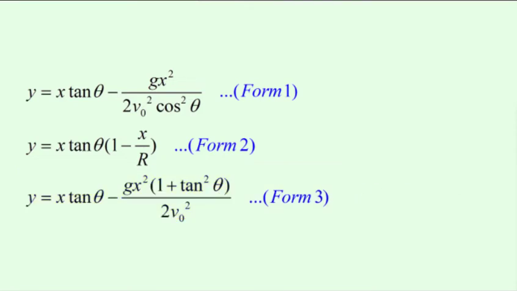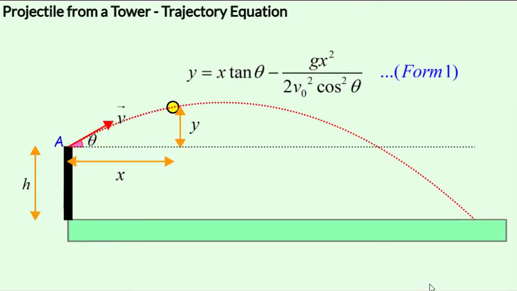Now we would have to check if these are valid for a launch not from the ground but from a tower higher than the ground. Let's begin with the first one. The trajectory equation gives us the height as a function of the x displacement. So y is the height above the launch point, not from the ground, and x is the displacement from the launch point along the x-axis.